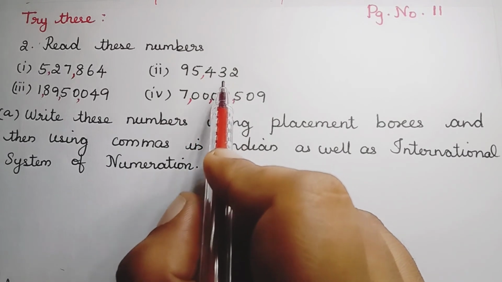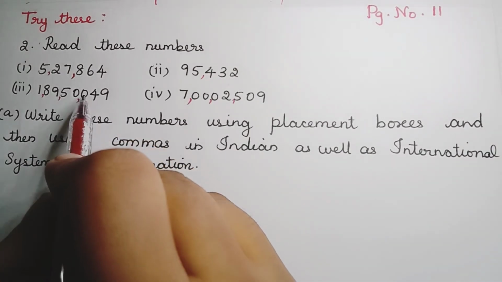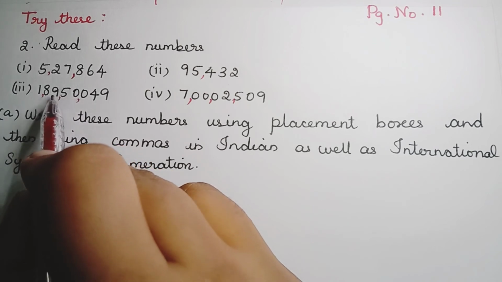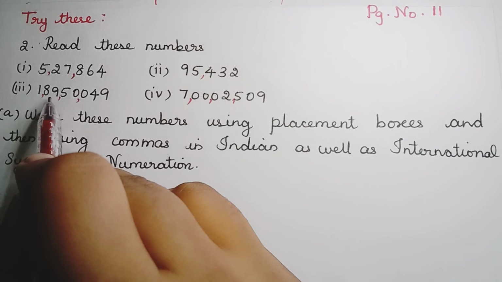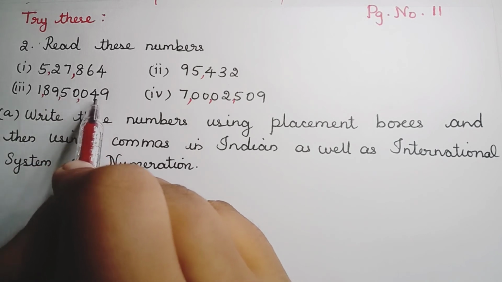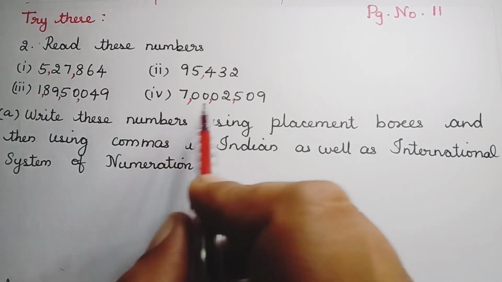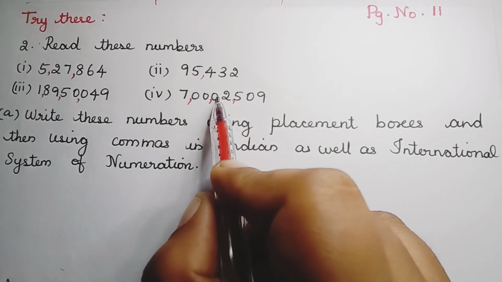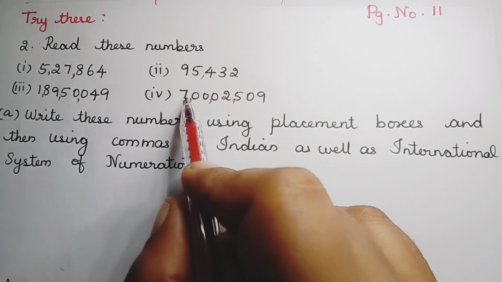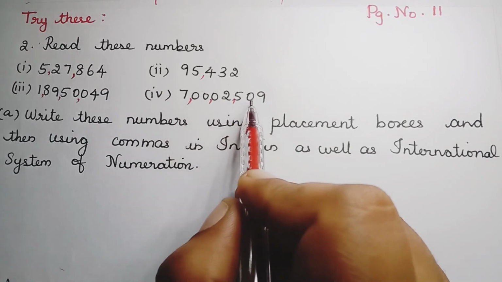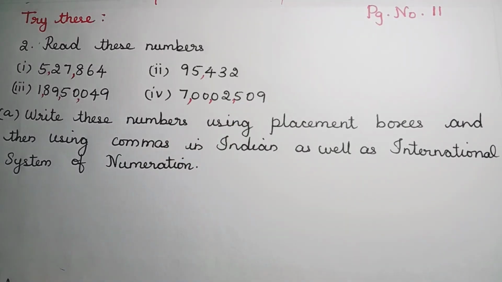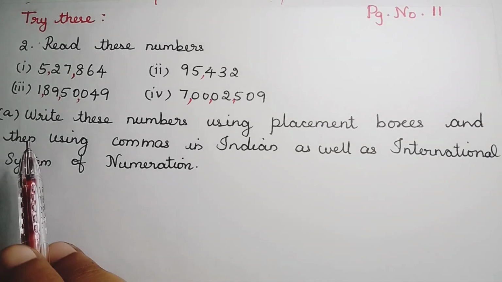Okay. So the next question is 95,432. Okay, so here ones, tens, hundreds, thousands, ten thousands, lakhs, 10 lakhs, crore. So this is 1 crore 89 lakhs 50,049. So this is 7 crores 2,509. Okay. So we have read this. Then we will move to the next question.